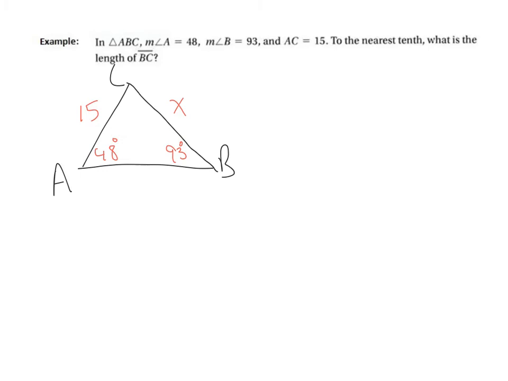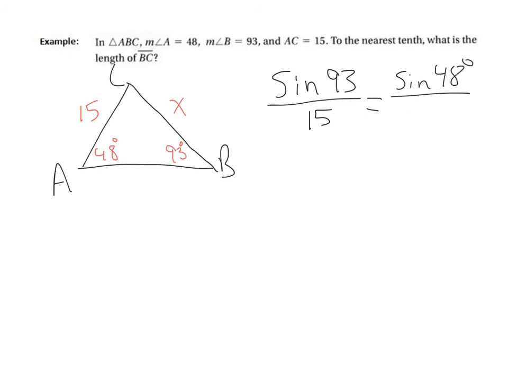It means sine of an angle. So I'm going to say sine of 93 degrees over the side opposite it, so 15. That has to equal any other relationship like that I see. So in this case, I see an angle of 48 degrees, so sine of 48 degrees over the side opposite it. This is a true statement according to the law of sines.